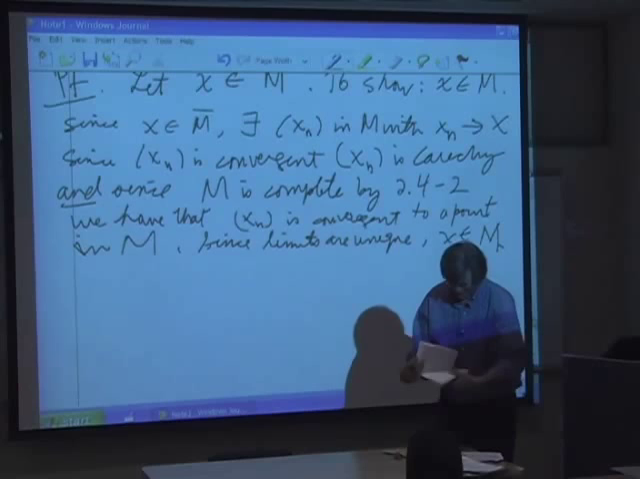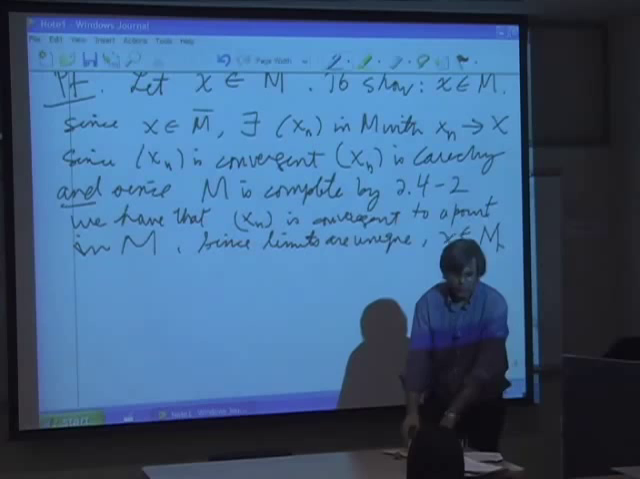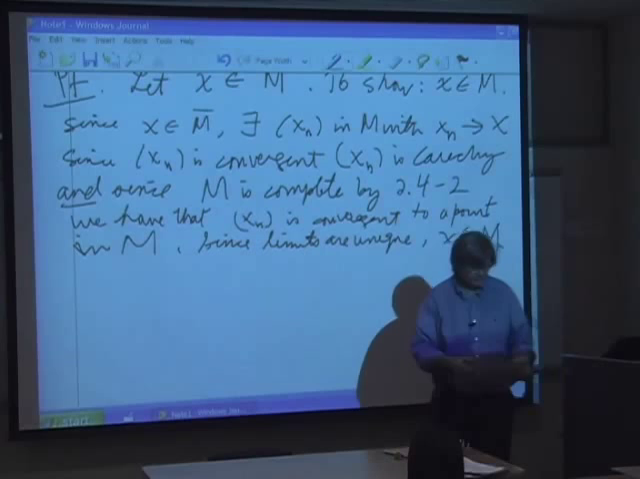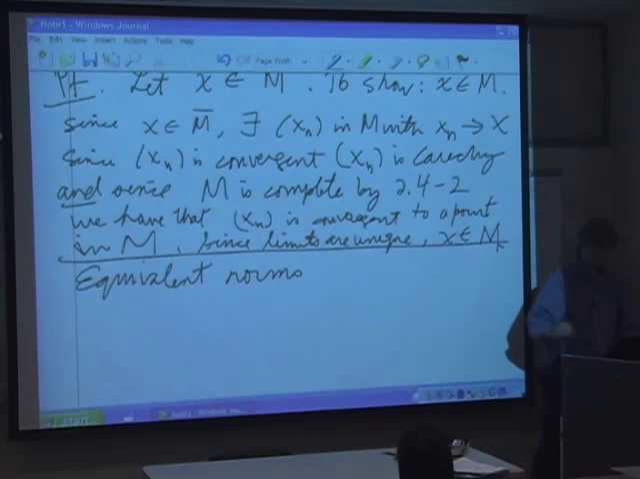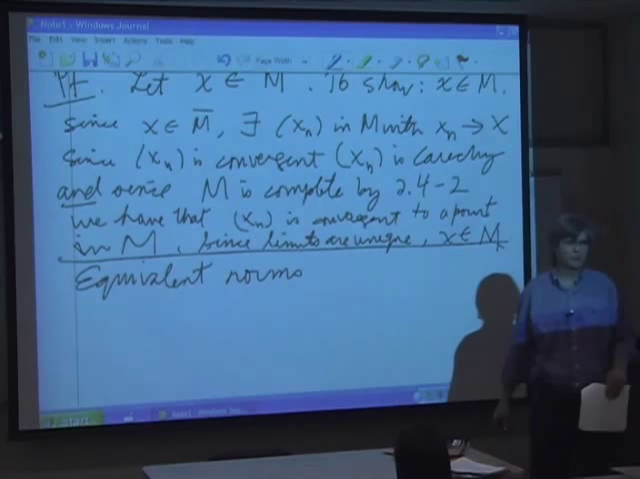Now, what's an equivalent norm? We're going to get into that. We have to talk about equivalent norms. You'll hear mathematicians say, maybe you've heard it many times already, that all norms on finite dimensional spaces are equivalent. You say, well, that's easy, because all norms are equivalent. What are they talking about?